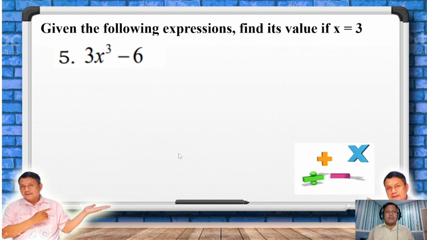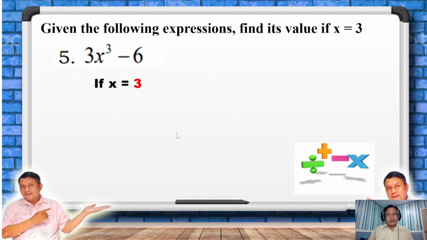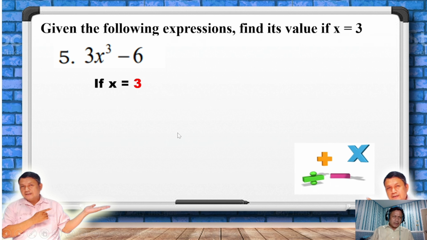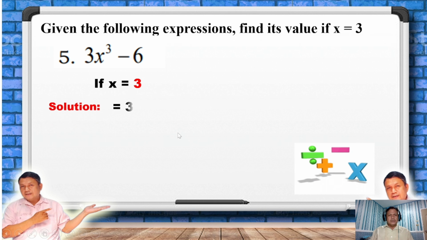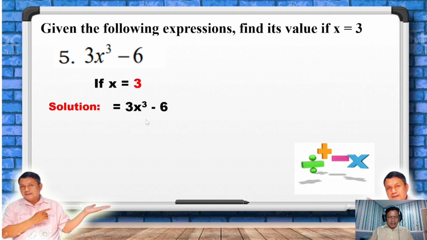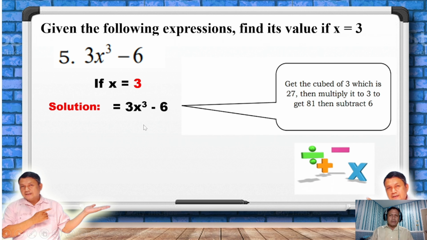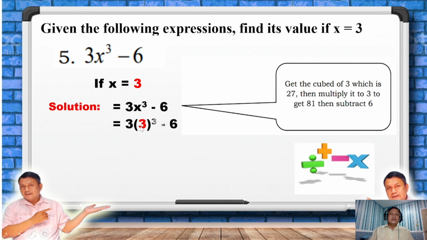So, for number 5, we have 3x cubed minus 6. Okay, then, same procedure. If x is equal to 3, here is the solution. Again, we have 3x cubed minus 6. Replace x by 3. So we have 3 times 3 cubed minus 6.